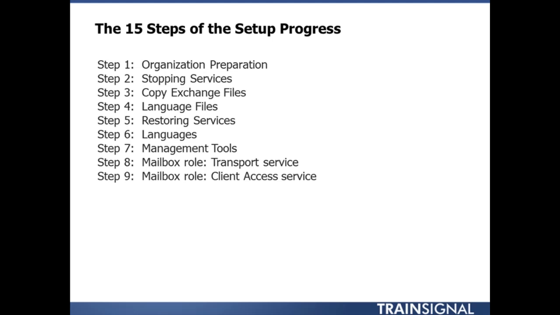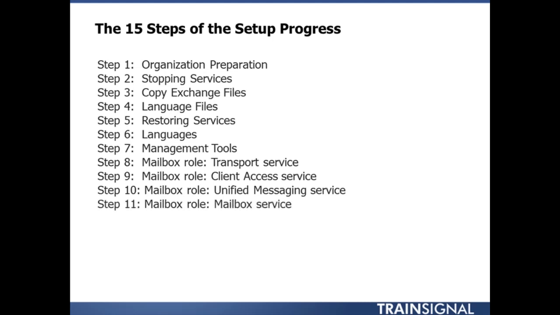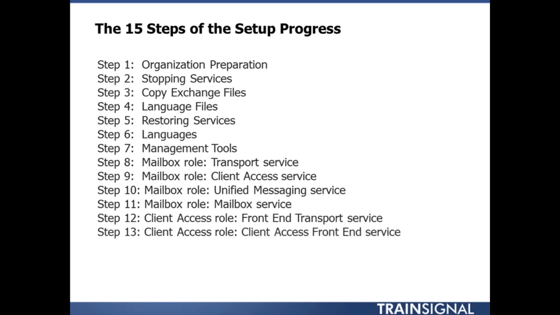Step nine is the mailbox server role, the client access service. Step ten is another mailbox server role with the unified messaging service. Step eleven, another mailbox role with the mailbox service. So a lot of services for the mailbox server role. Then with step twelve, we see the client access role installing the front-end transport service. Step thirteen, we see the client access role installing the client access front-end service. And then step fourteen, it says finalizing setup, with step fifteen really being setup has completed, click finish.